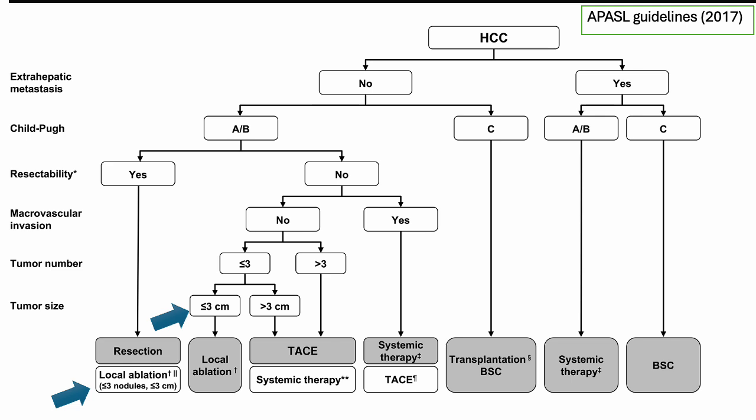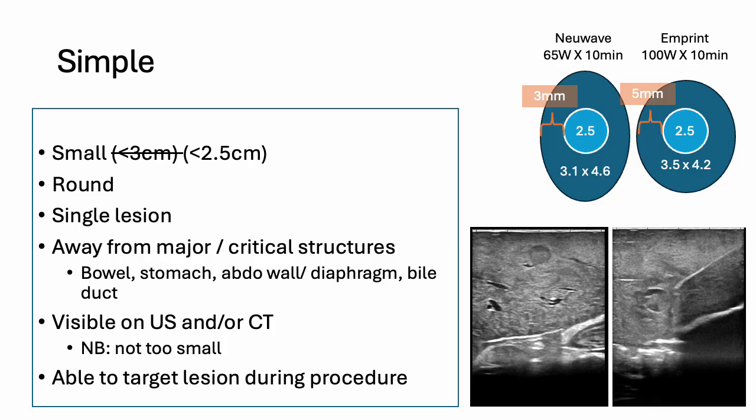So many guidelines talk about thermal ablation and they mention this size of 3 centimeters, less than 3 centimeters, as being ideal for thermal ablation. I will contend that a simple ablation actually should be a lesion that is 2.5 centimeters or less, something that's round, a single lesion away from major or critical structures like the bowel, stomach, abdominal wall, bile ducts, and so on. The lesion should be visible on ultrasound and/or CT, but also not so small that you can't see it, and you should be able to target the lesion effectively.